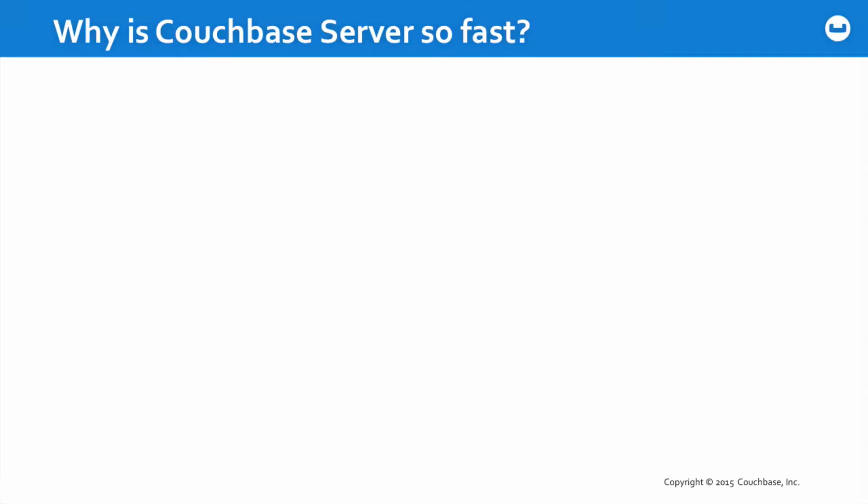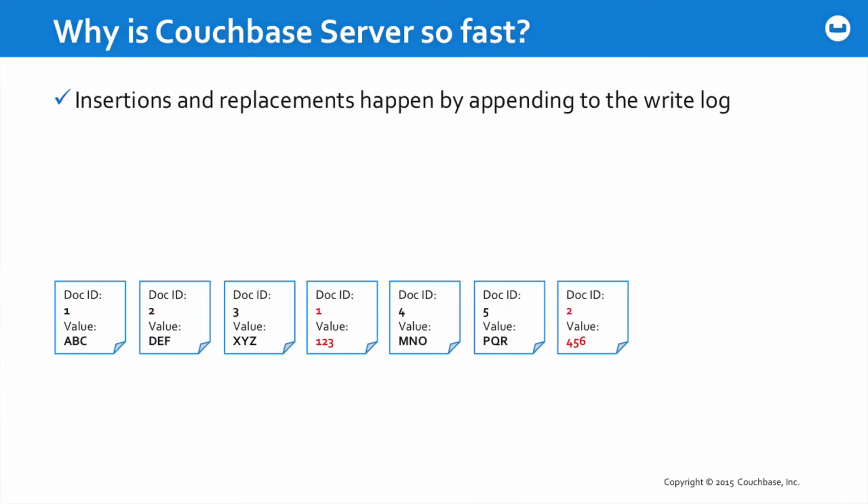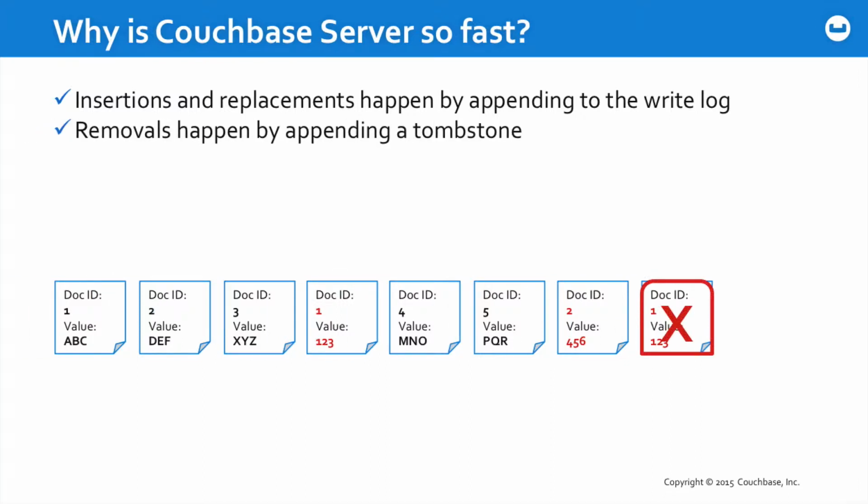So as we've said, Couchbase Server is fast because everything happens in memory and then is subsequently written to disk, fundamentally different from old-style RDBMS architecture. So insertions and replacements happen on disk by continuously appending to the write log. Well, then how do you handle a removal? Well, that happens by appending to the write log a document known as a tombstone. So if I wanted to remove docID1, I would add a tombstone for docID1.